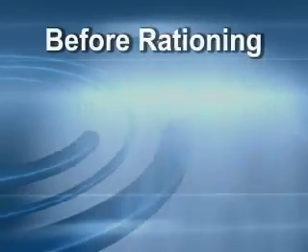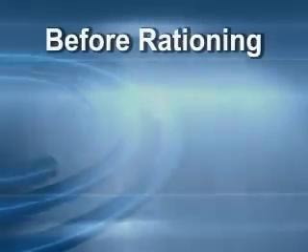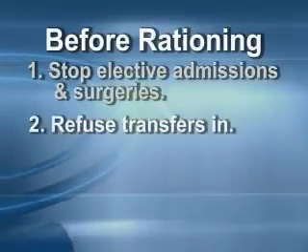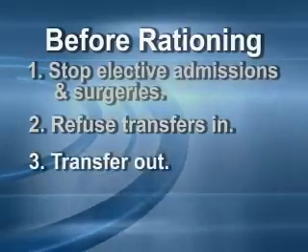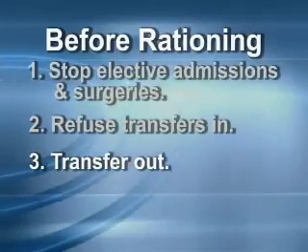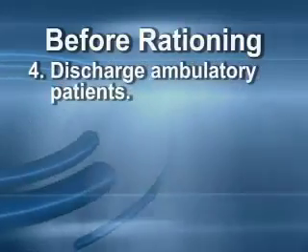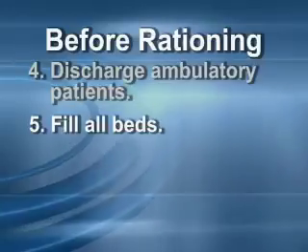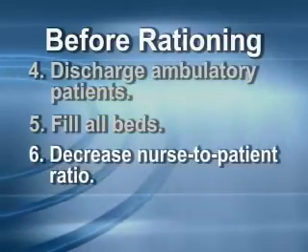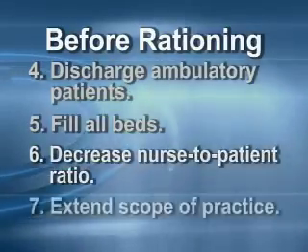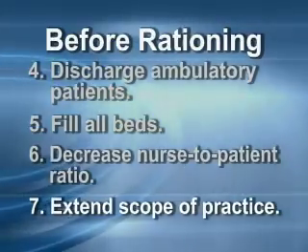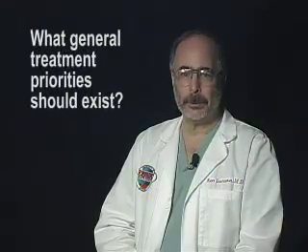Before rationing life-saving resources in hospitals, you should stop elective admissions and elective surgeries, refuse transfers, transfer admitted emergency department patients to other institutions, discharge ambulatory inpatients, fill all physical beds, decrease normal nurse-to-patient ratios, and extend the scope of nursing practice and use all levels of personnel. Our third question is, what general treatment priorities should be implemented?